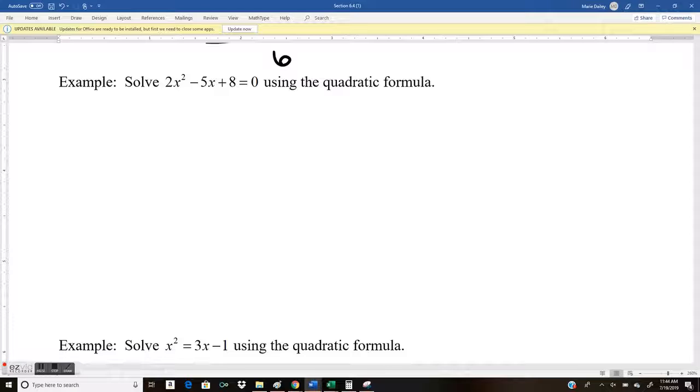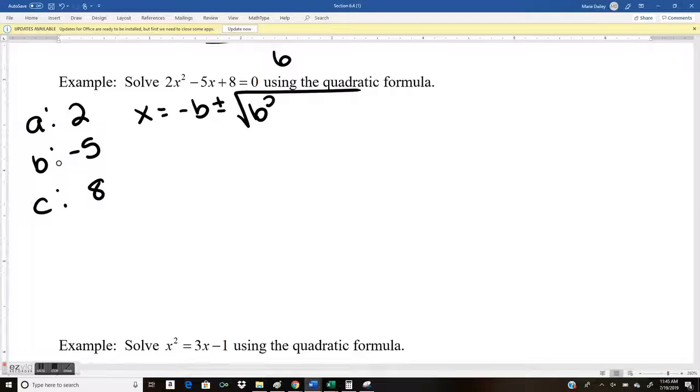Okay, so let's look at this one. I have 2x squared minus 5x plus 8 equals 0. Again, first check, we are in standard form. So we can begin by identifying my a, my b, and my c. That's going to be 2, negative 5, and a positive 8. And again, the quadratic formula is negative b plus or minus the square root of b squared minus 4ac, all over 2a. Now again, let's watch our signs.